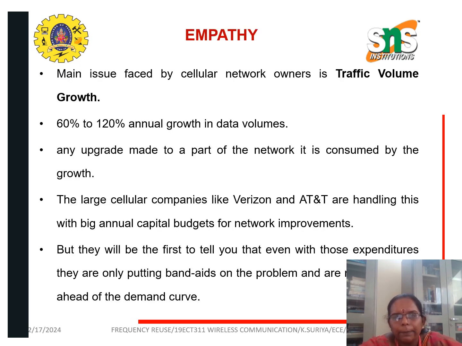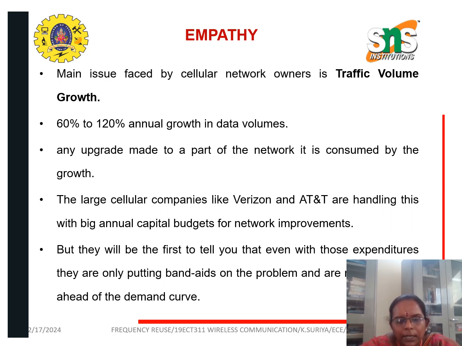So the empathy part, most networks today are under stress due to growing broadband traffic. The networks that are easily the most stressed are the cellular networks. And I think that there can be lessons learned in looking at how mobile providers are struggling to keep up with demand. The main issue faced by the cellular network owners is traffic volume growth.